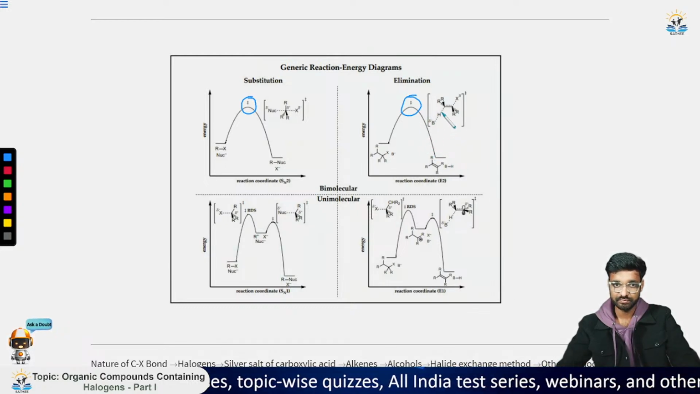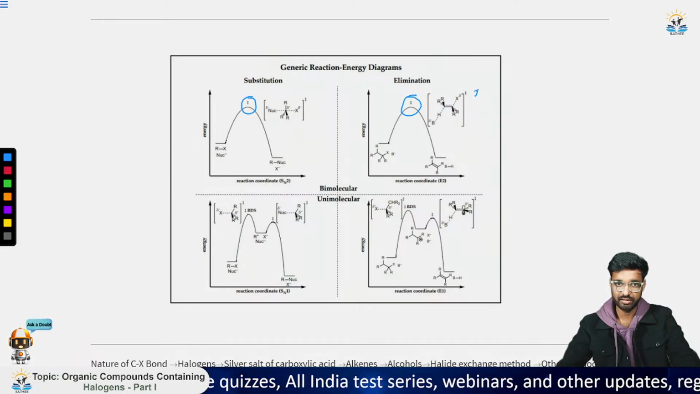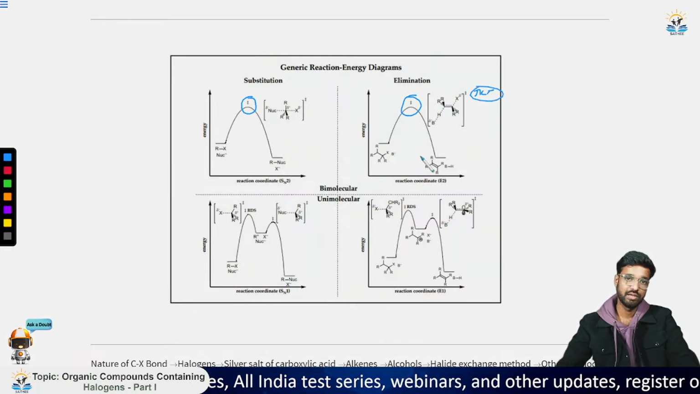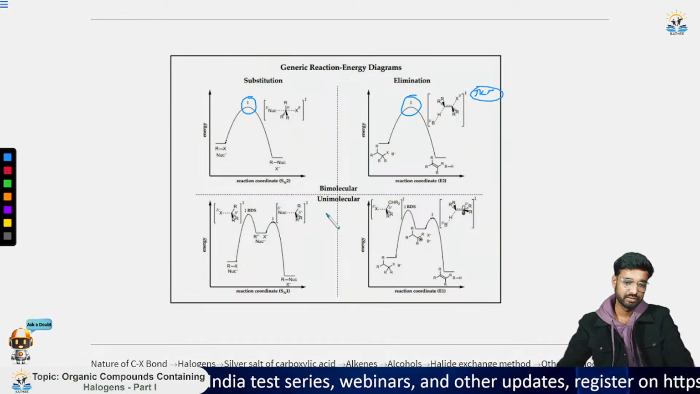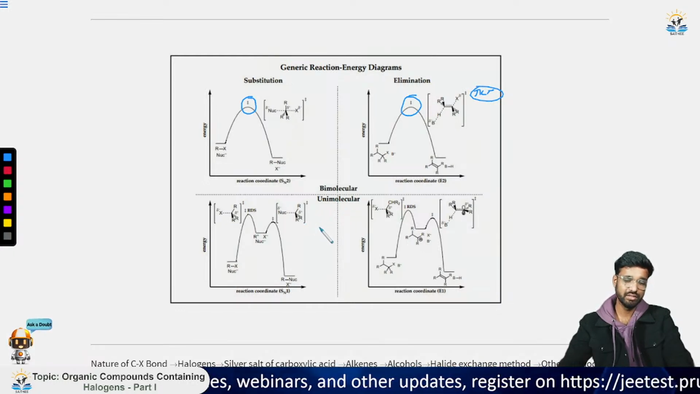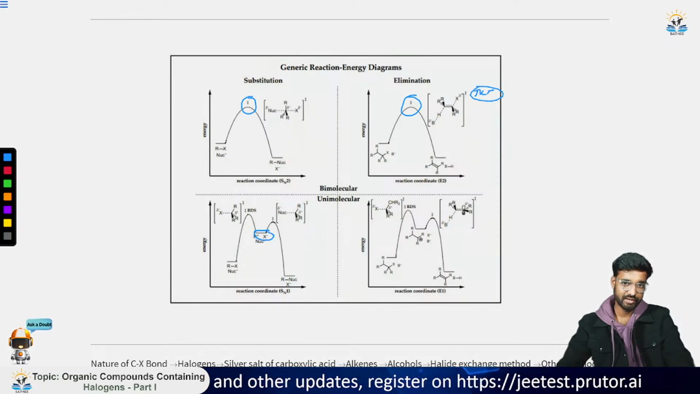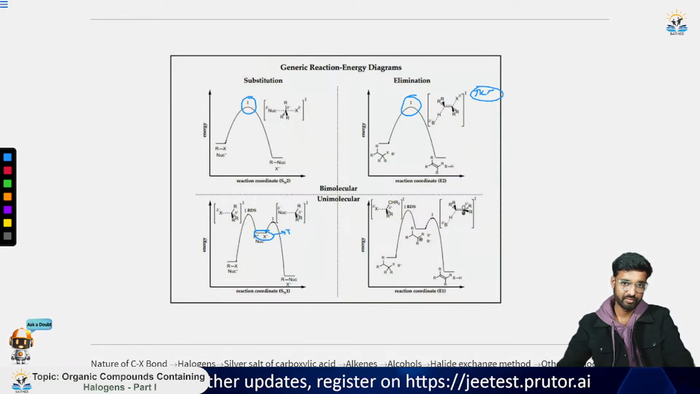You can see that this is anti-planar, and an activated complex is formed, and it happens in one step. So for unimolecular reactions, that is SN1 and E1, there is a formation of an intermediate that is formed here. So this is an intermediate that is forming here.